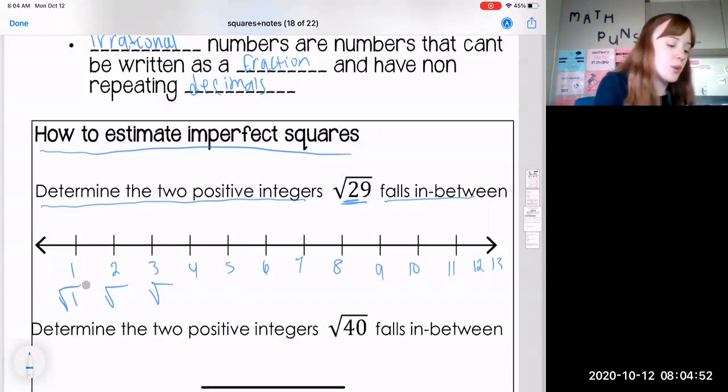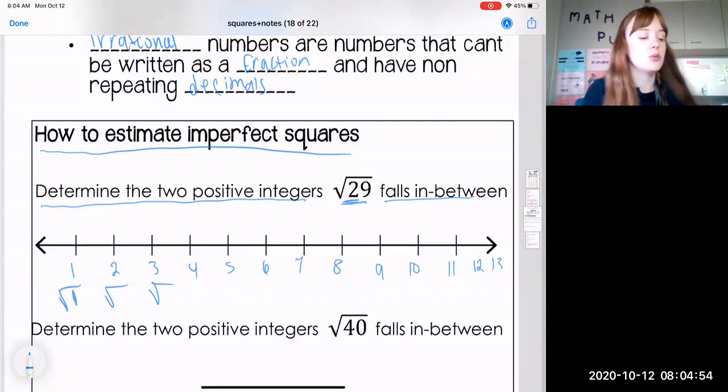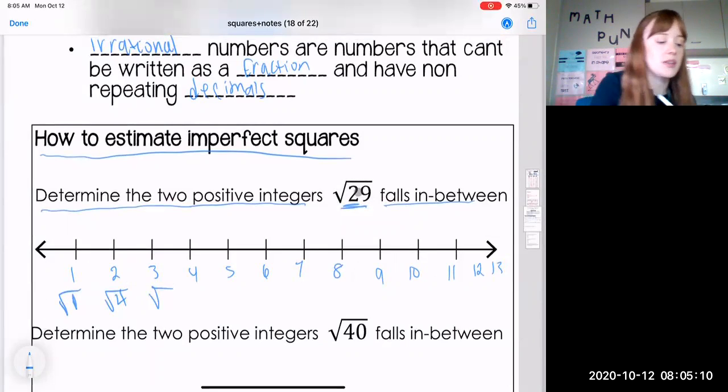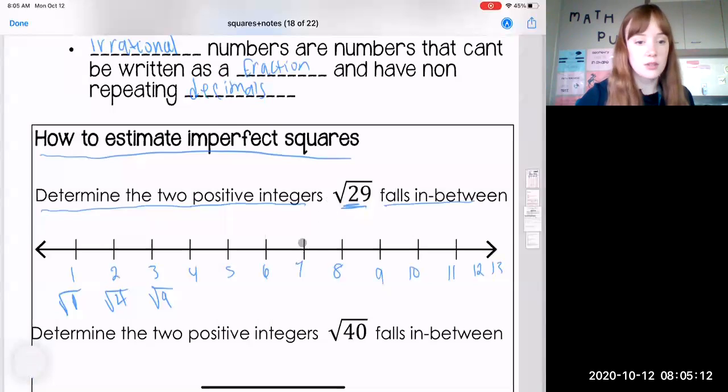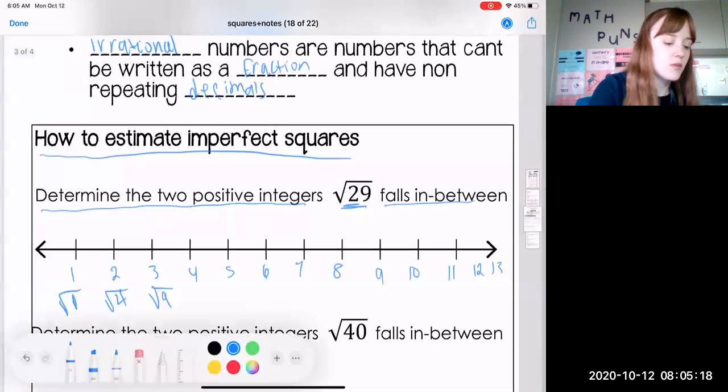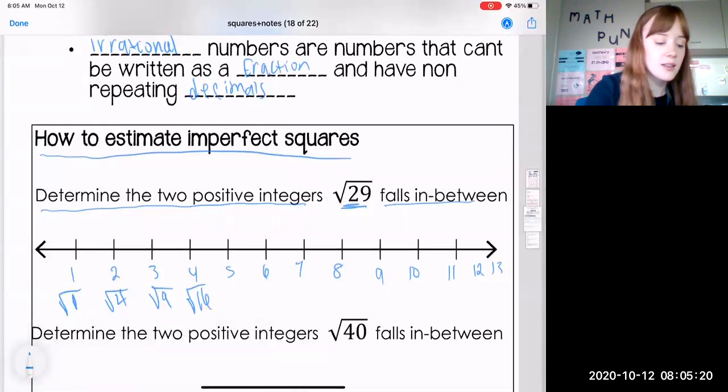1 squared is 1, so the square root of 1 is 1. 2 squared is 4, so the square root of 4 is 2. So here we have the square roots, and we're creating the radical form of the answer. That way we can compare where the square root of 29 falls in between. 3 times 3 is 9, that's how I got this number. 4 times 4 is 16. 5 times 5 is 25. 6 times 6 is 36. 7 times 7 is 49.